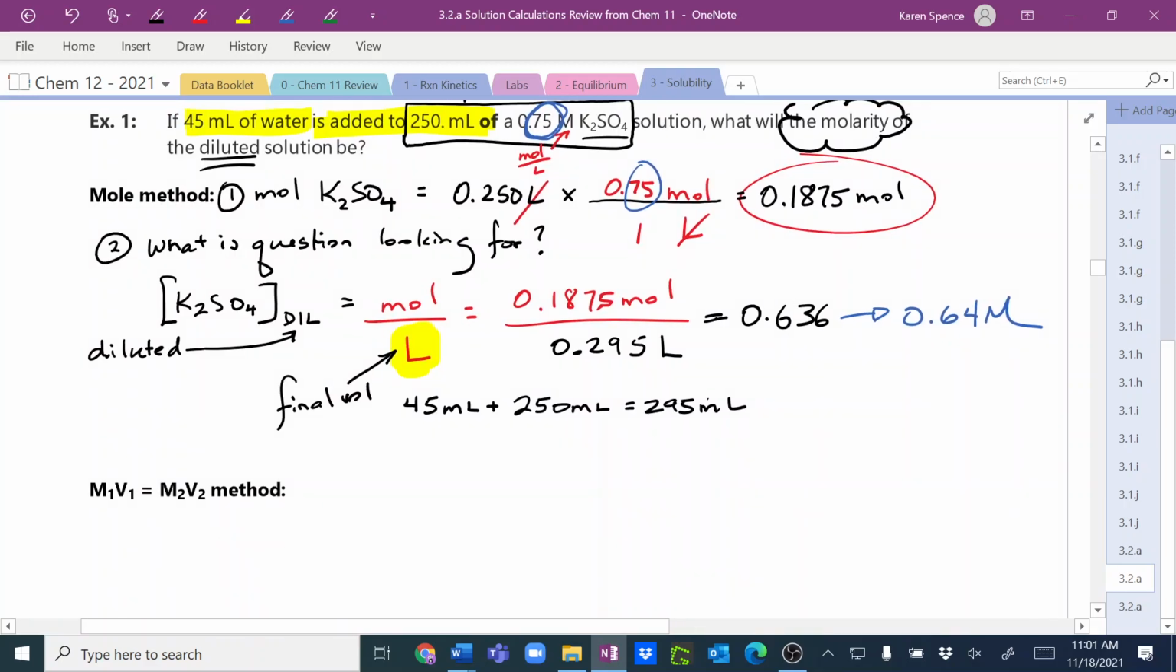Or you can use the M1, V1, M2, V2 method. The only thing I will caution about this one is that it is easy to put the wrong M in the wrong place or the wrong V in the wrong place. So if you use this method to show your work, you will be given credit for writing M1 equals and writing the value, M2 equals and writing the value, V1 equals writing the value, and V2 equals and writing the value. That will just keep you from messing up what goes in where. Yes?